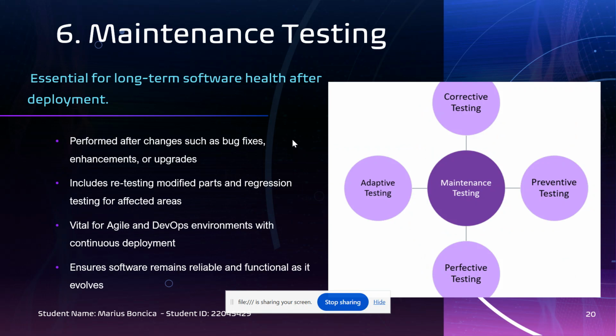Maintenance testing is essential for long-term health after deployment. It is performed after changes such as bug fixes, enhancements, or upgrades. It includes retesting modified parts and regression testing for affected areas. It is vital for agile and DevOps environments with continuous deployment, and ensures software remains reliable and functional as it evolves.